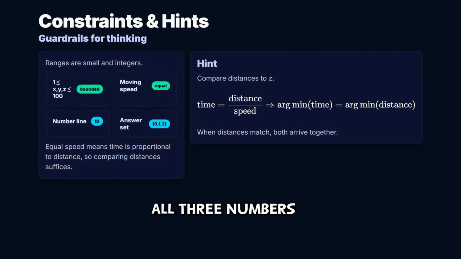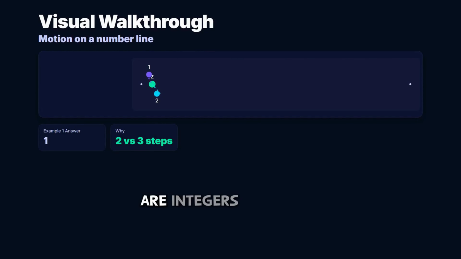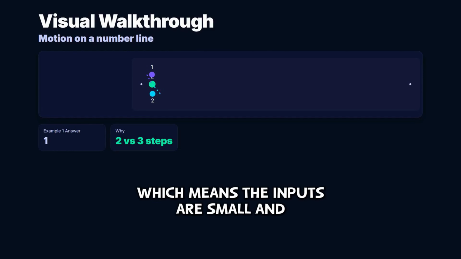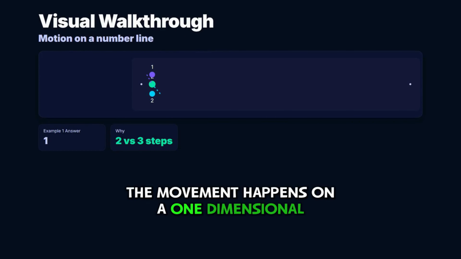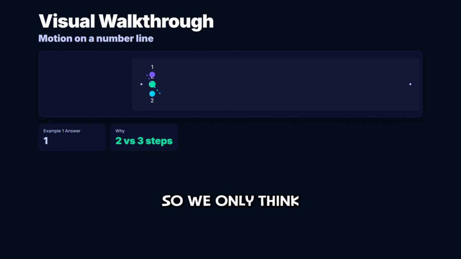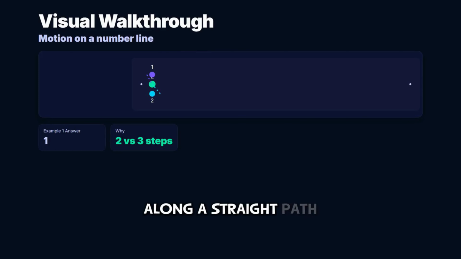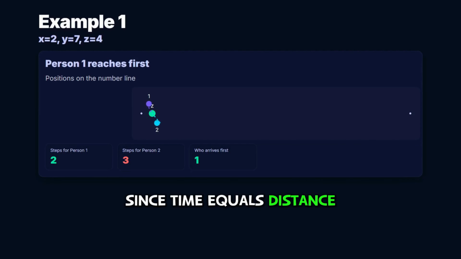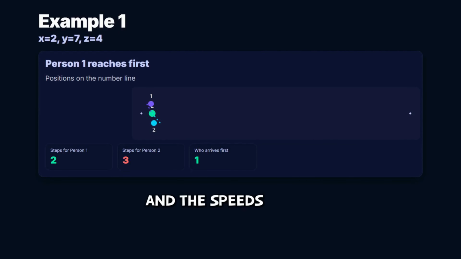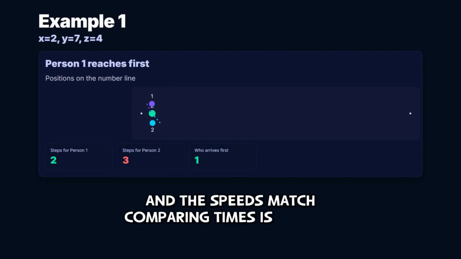All three numbers, X, Y, and Z, are integers between 1 and 100, which means the inputs are small and easy to work with. The movement happens on a one-dimensional number line, so we only think about forward and backward along a straight path. The speeds are equal, which is the crucial hint that lets us compare distances directly instead of simulating time. Since time equals distance divided by speed, and the speeds match, comparing times is exactly the same as comparing distances.